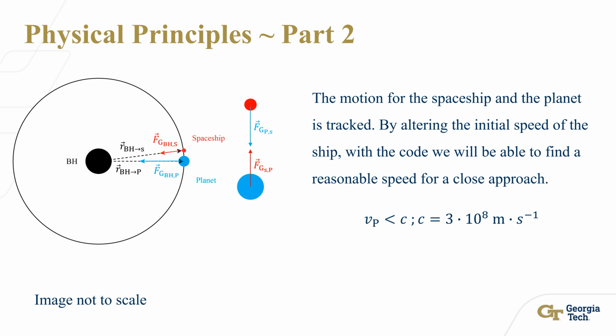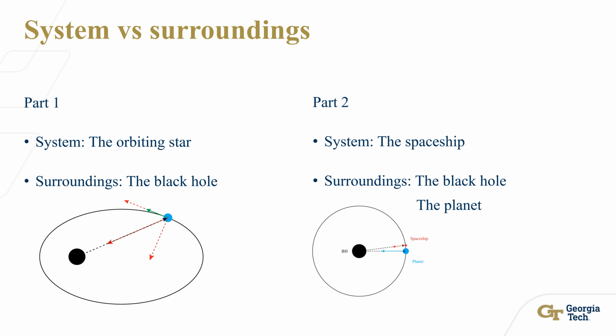By altering the initial speed of the ship with the code, we will be able to find a reasonable speed for a close approach which will be less than the speed of light. In part 1, the system is the orbiting star and the surroundings is the black hole, while in part 2, the system is the spaceship and the surroundings are the black hole and the planet.